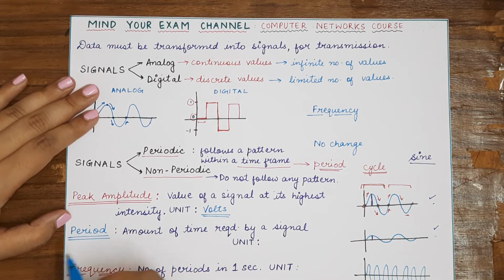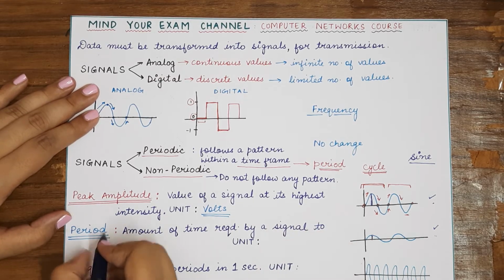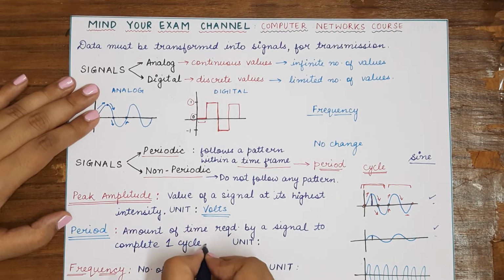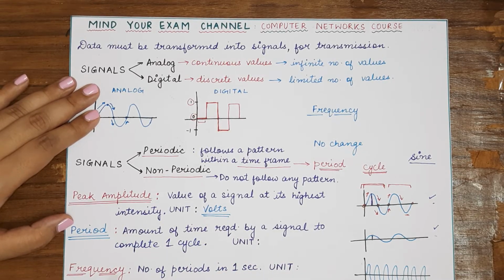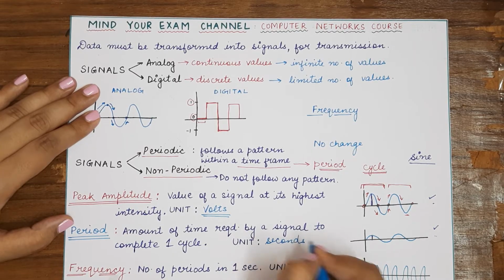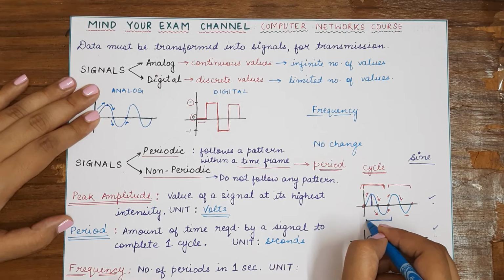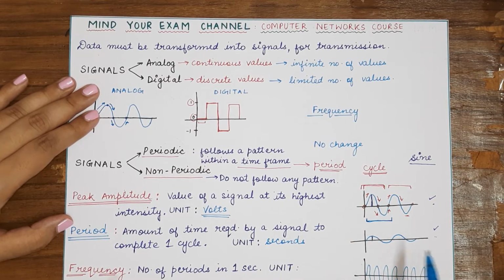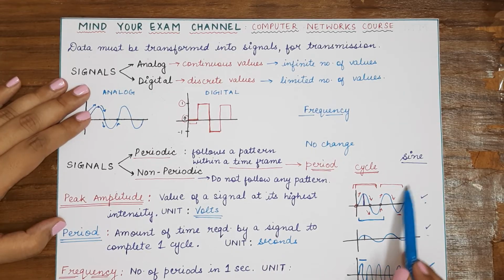Now coming to the period: as we have just discussed, the period is the amount of time required by a signal to complete one cycle. That means to complete one pattern that it is following. Okay, and the unit of period is seconds, because it is the time taken by the signal. So this entire time that the signal takes to complete one pattern or one cycle will be the period of this signal. Now let's consider another analog signal which is periodic, because it is again following the pattern, but its pattern is getting completed in a shorter duration, only in this much time. Therefore the period of this particular signal will be less than the period of this particular analog signal.